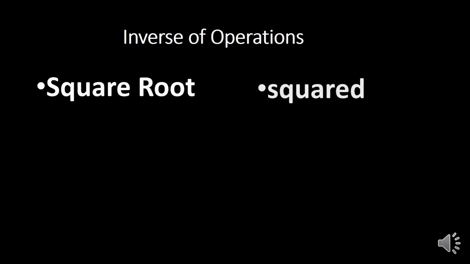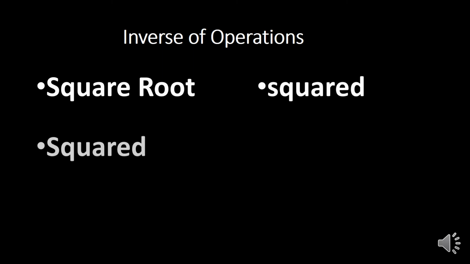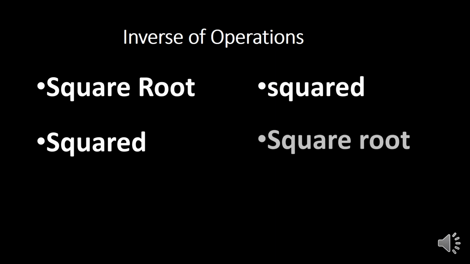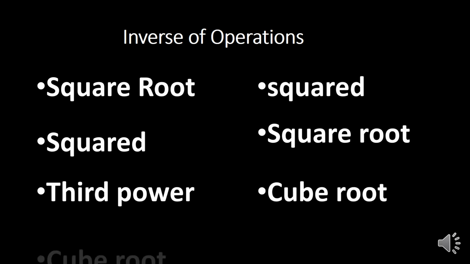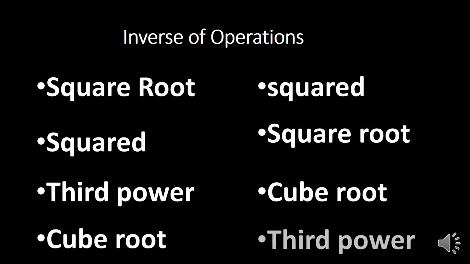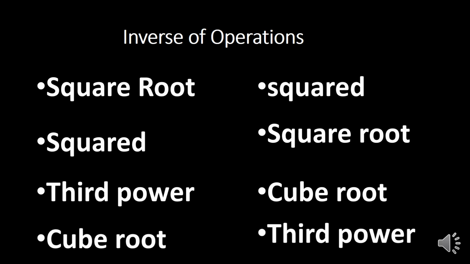And moving up to the next level, we have to know that when you say square root, the inverse of that one is squared. And when you say square, the inverse of that one is a square root. And when you say third power, or raised to the power of 3, the inverse is cube root, and of course, cube root is the inverse of third power. So we will be needing this information in finding the inverse of a function. Now, let's get started with it.